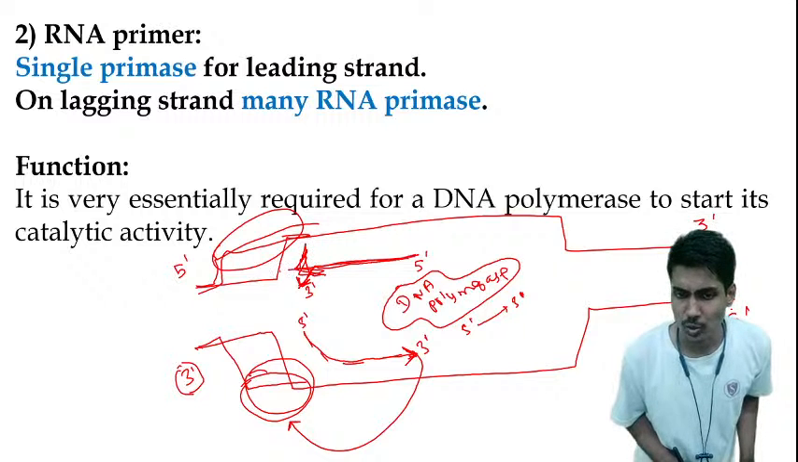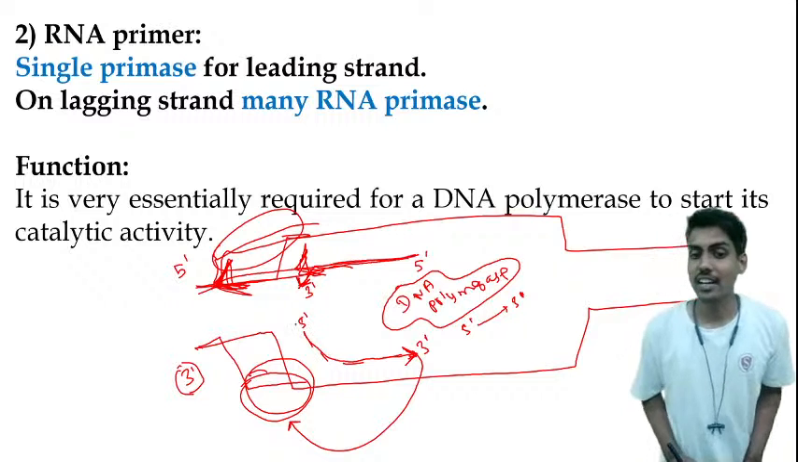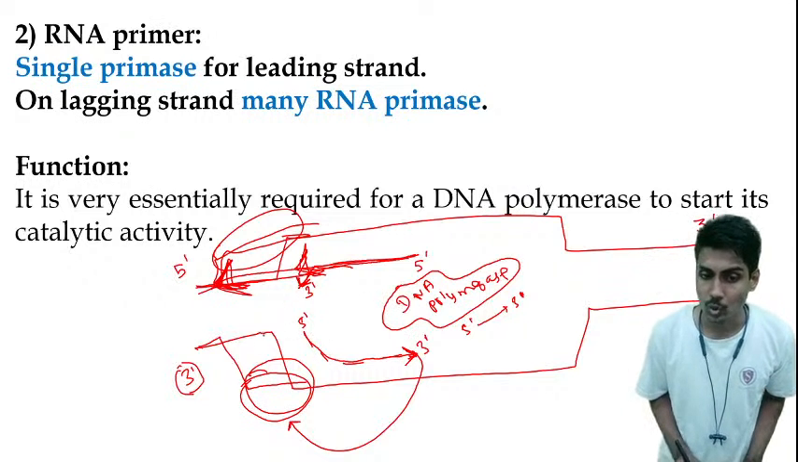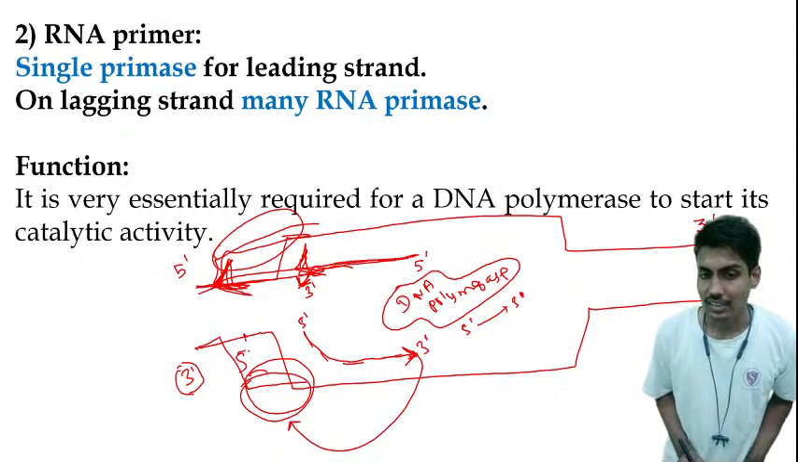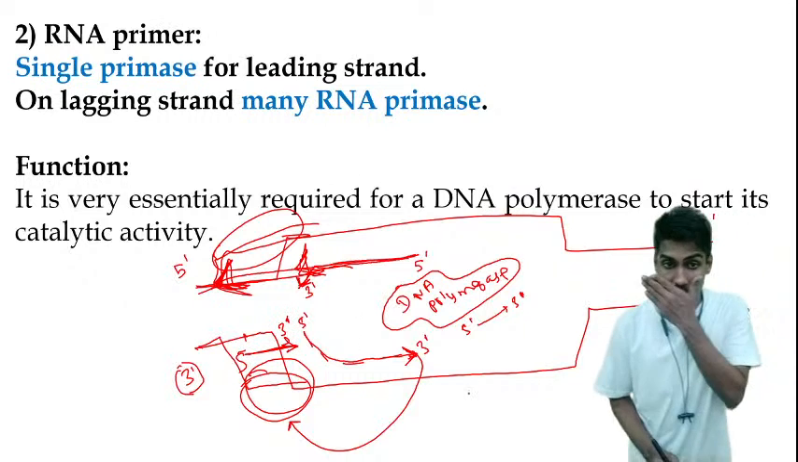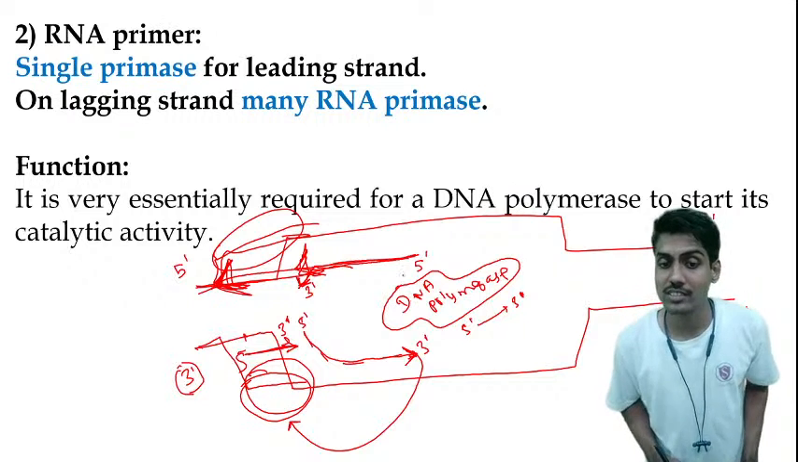Now it can continue in that direction only, because it can only synthesize in the 5'-3' direction. So it can continue to synthesize the leading strand. But on the lagging strand, it will have to travel back to this 5' end, and then it can again synthesize in the 5'-3' direction. So that's why one strand is the lagging strand and one strand is the leading strand.